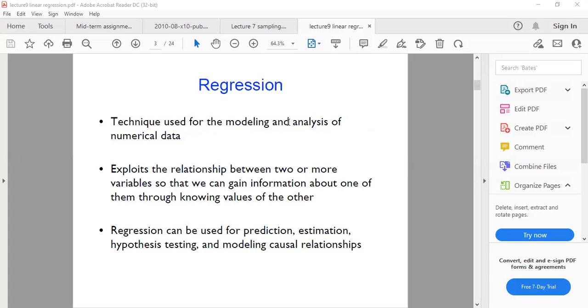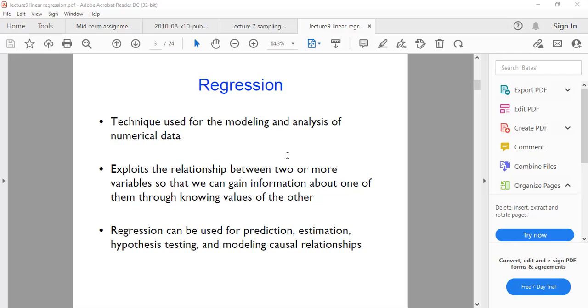So what is linear regression actually used for? This is a technique that is used for modeling analysis of numerical data. Using a regression equation, you're able to establish the relationship between two variables, which is called linear regression, or more than two variables, which is called multi-regression. We're also able to use the regression equation to predict future trends.